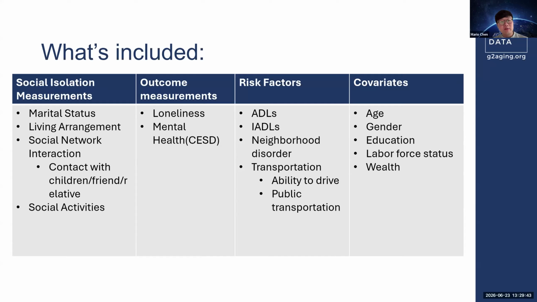Finally, the dataset includes a set of demographic and socioeconomic covariates, including age, gender, education, labor force status, and wealth, which can be used to characterize populations and control for potential confounding factors in analyses.